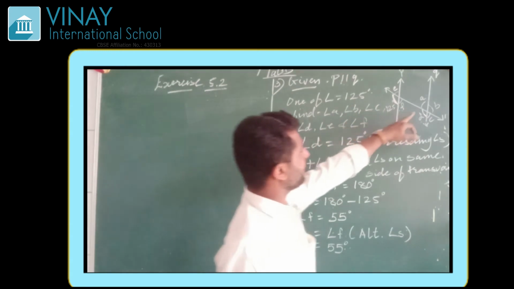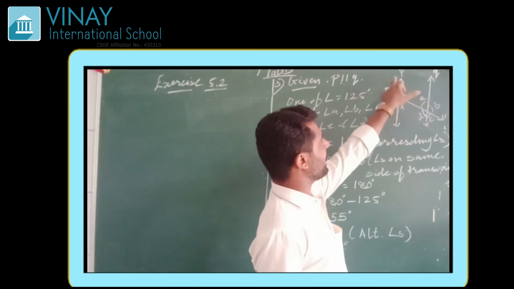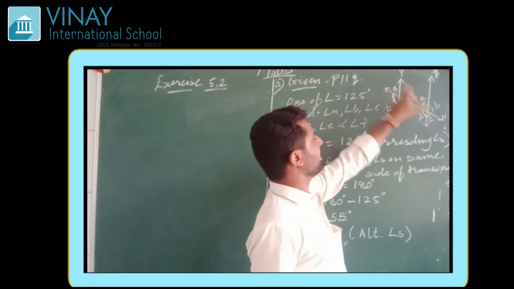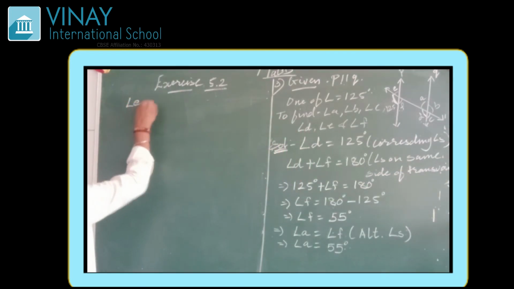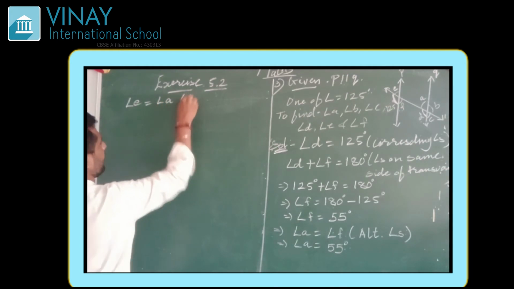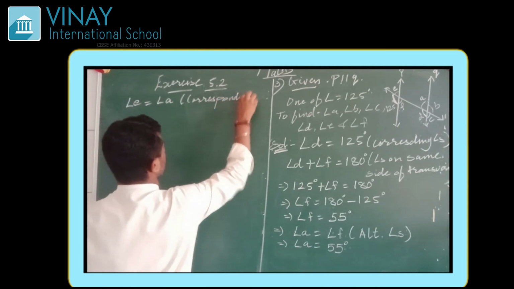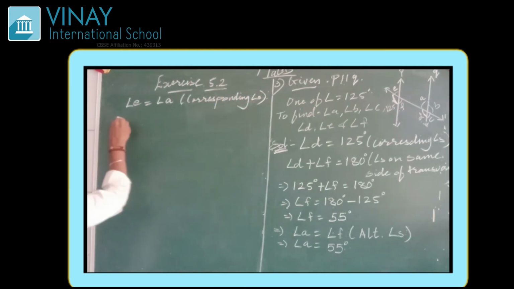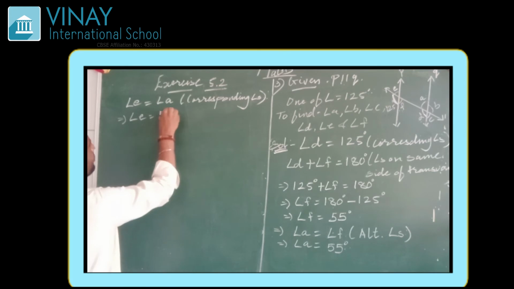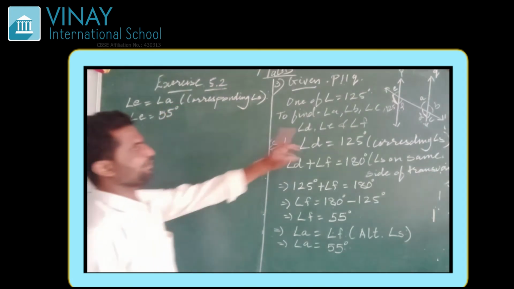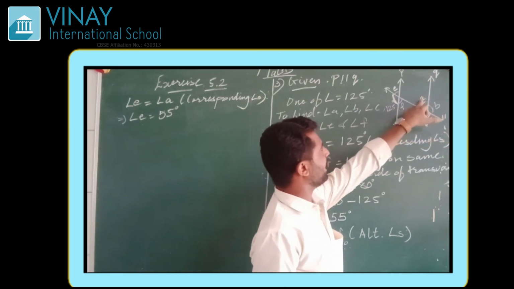Now let us see again here. We got angle A is equal to 55 degrees. We know that angle A and angle E are corresponding angles, and that's why they are equal. So we can write that angle E is equal to angle A because they are corresponding angles, and that's why angle E is equal to 55 degrees. Now we got angle F, angle D, angle A, and angle E.